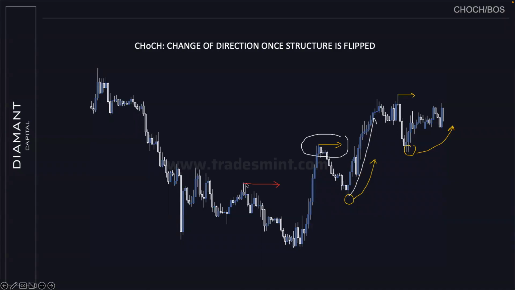So you see, once we broke past this high over here, that gave us our change of character. Then once we break past this point right here, so let's just say, for example, we took an entry over here, whatever it could be. We're not talking about entries at the moment. Once we break past that, this is going to be considered the new break of structure upwards. So now we can safely assume that we've now changed market structure.